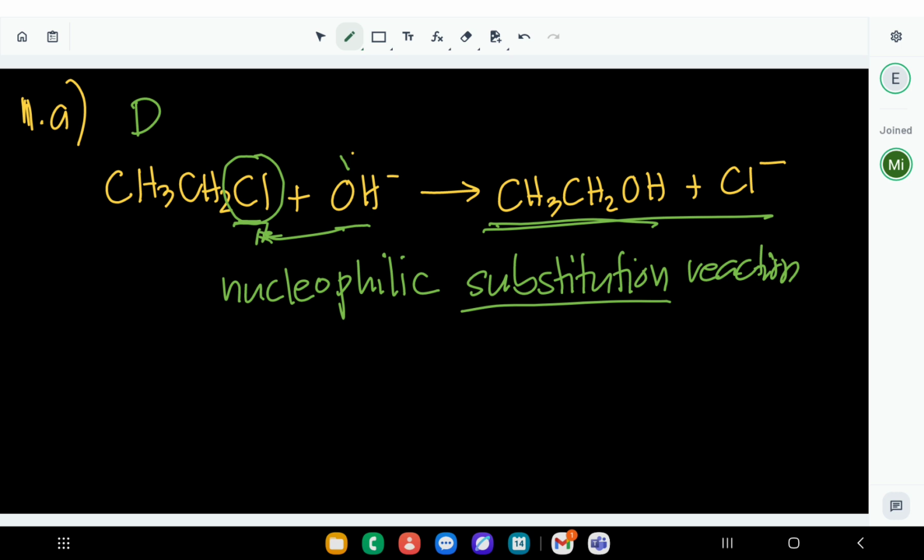Then for the next one, letter C, bromoethane and chloroethane react with aqueous hydroxide at different rates. Which is correct? Okay, bromoethane. This one is a halogenoalkane, right? And then we have potassium hydroxide. So it produces alcohol.